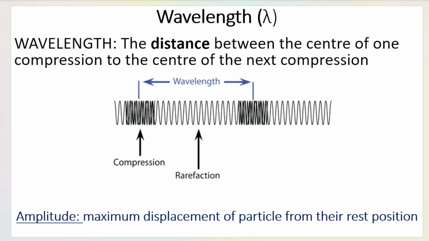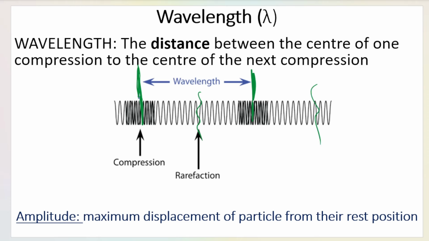And just so you know, like I showed you, the distance between the center of one compression and the center of the next compression, that is the wavelength. So they can ask you to work out the wavelength for a longitudinal wave. It would be the distance between the center of this compression and the center of this compression, or the center of this rarefaction and the center of this rarefaction.